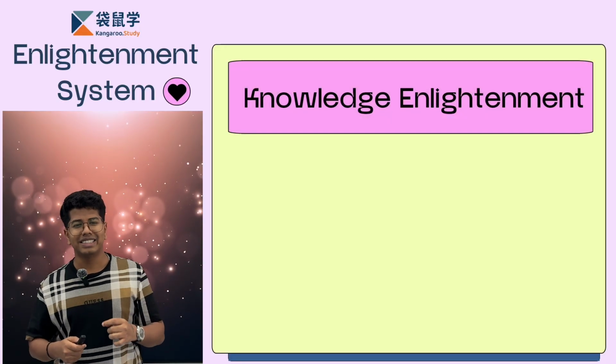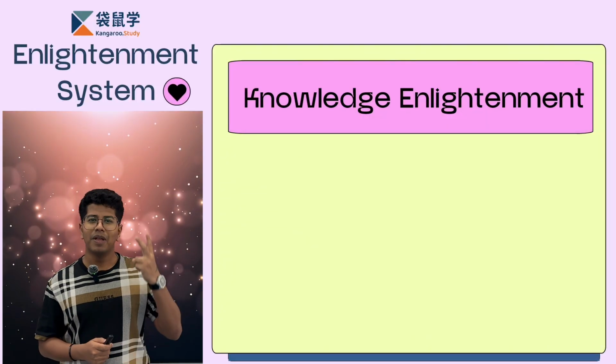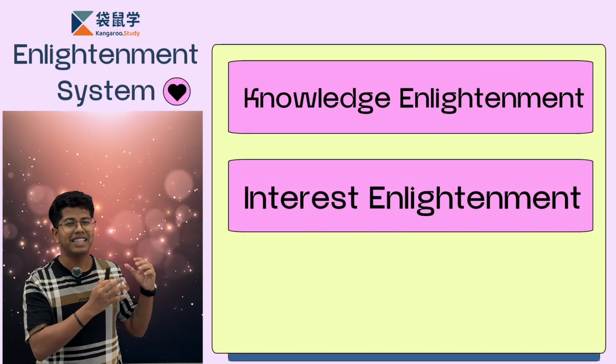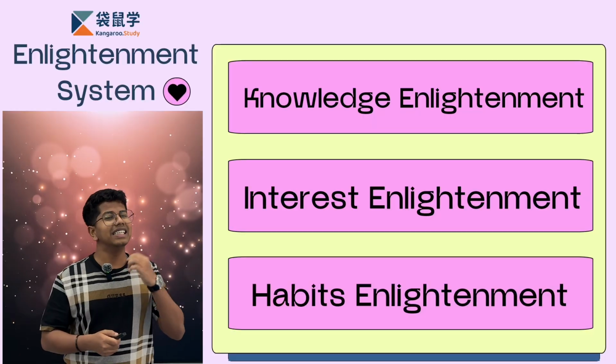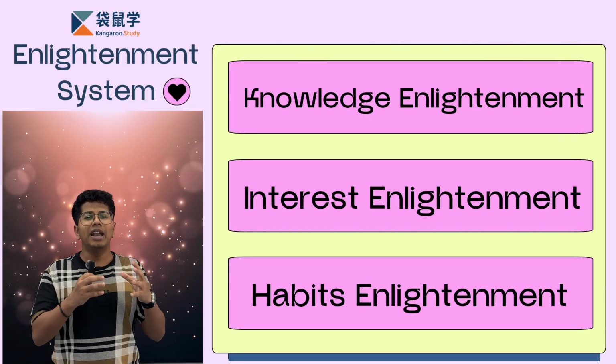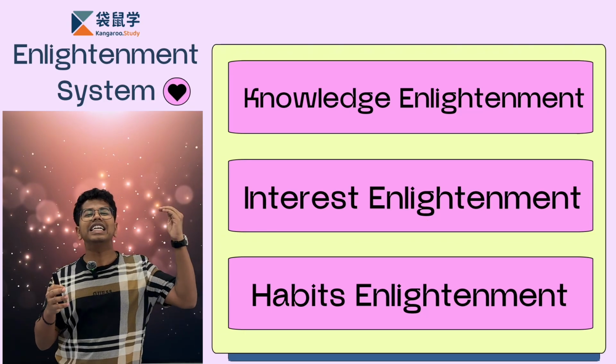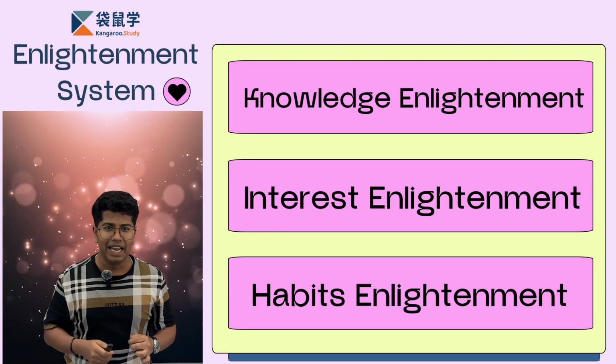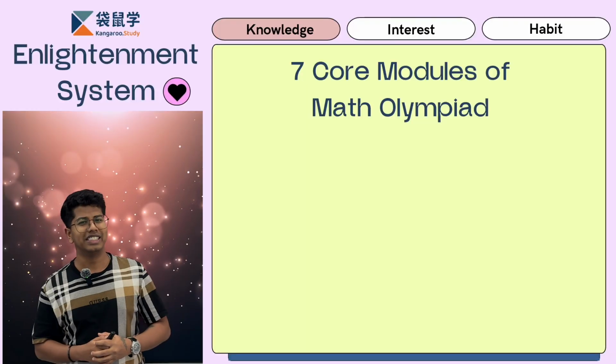The first one is the knowledge enlightenment. Secondly, the interest that we enlighten. And thirdly, it's about improving the habits, that is habits enlightenment. So let me take a moment and explain each enlightenment part in detail. The first one is the knowledge enlightenment.